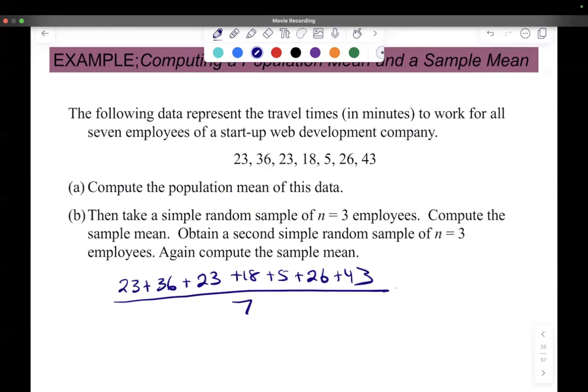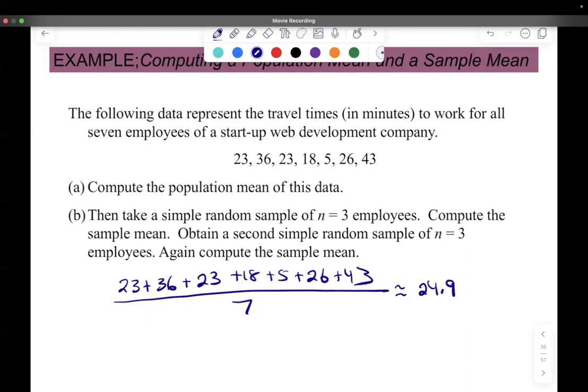I got approximately 24.9. Because these were whole numbers, I rounded to the first decimal place. So about 24.9 minutes is the average travel time for the employees of the web development company. So this wants us now to take a simple random sample of 3 employees.